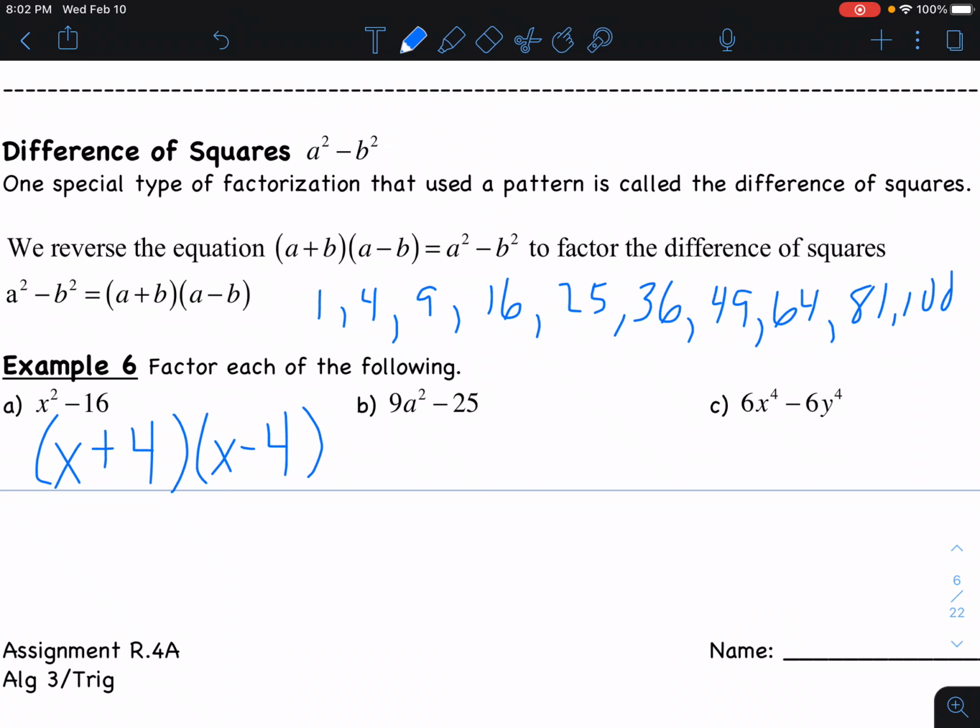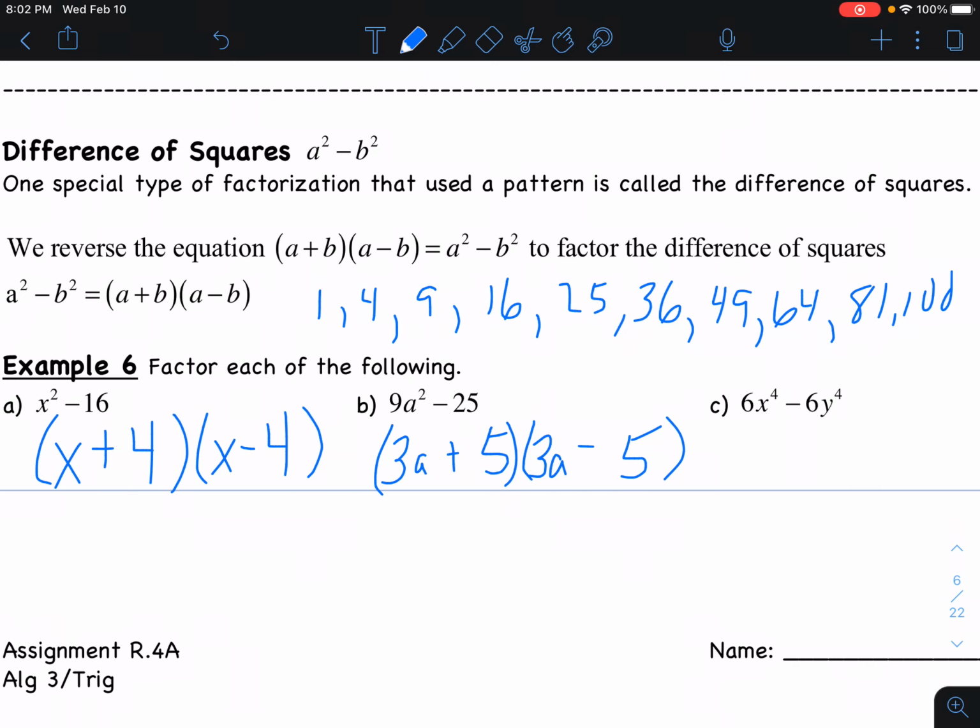All right, letter B is another difference of squares. It's a binomial with a minus sign in between, and both 9a squared and 25 are square rootable. So we're going to go to 2 sets of parentheses. My signs are always plus minus for difference of squares. The square root of 9a to the second is 3a, and the square root of 25 is 5.